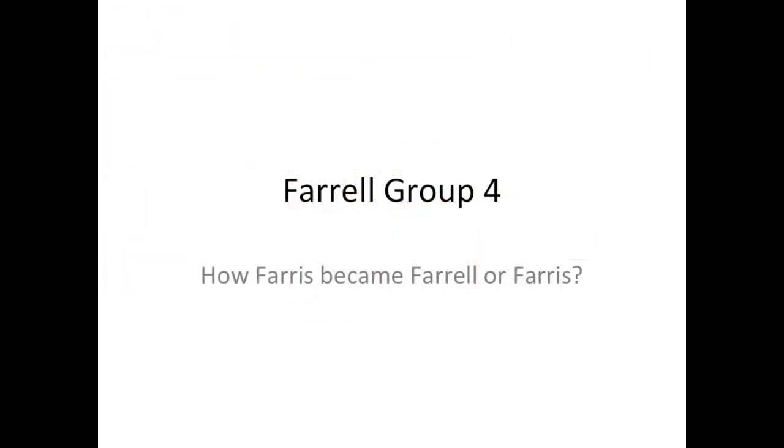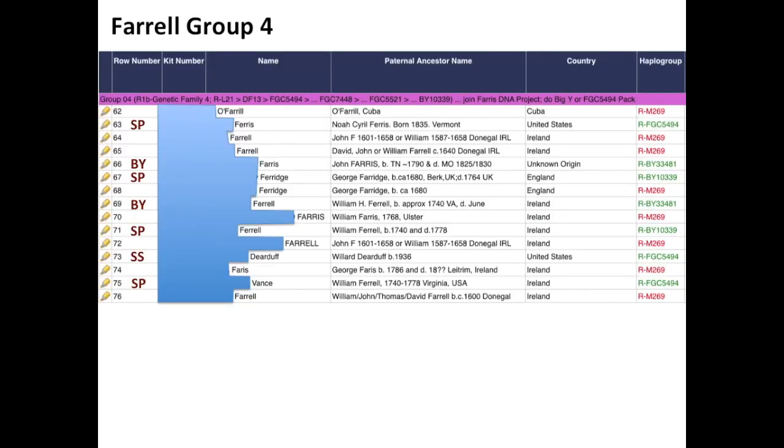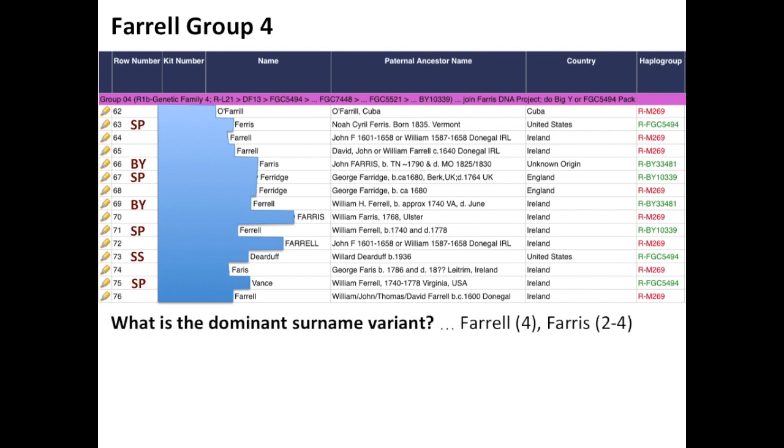Group 4, or how did a Farris become a Farrell or a Farris? This is the group here. You can see that the most dominant surname variant is Farrell, but there's also quite a few Farrises as well. There's Farris, Farris, Farris, Farris, and there's 2 Ferridges here. Ferridge. We haven't come across that name as a variant before.